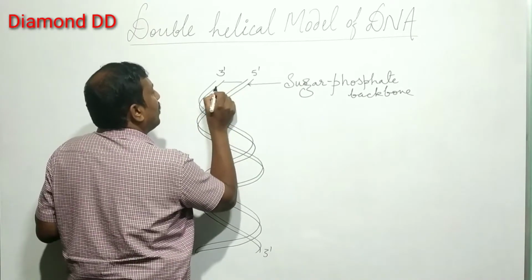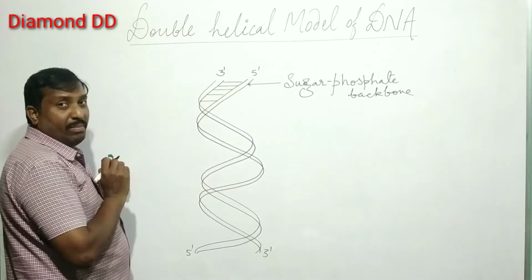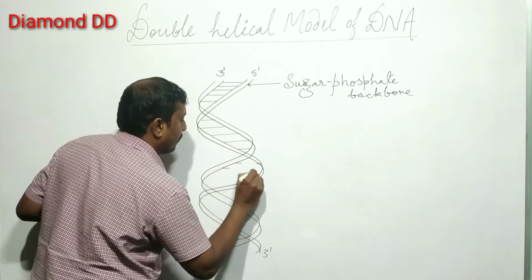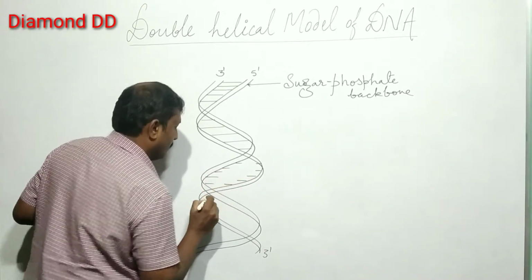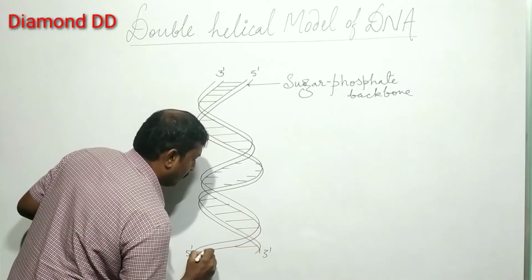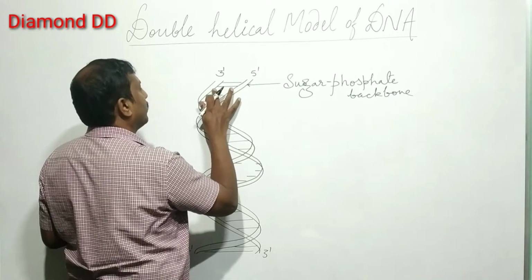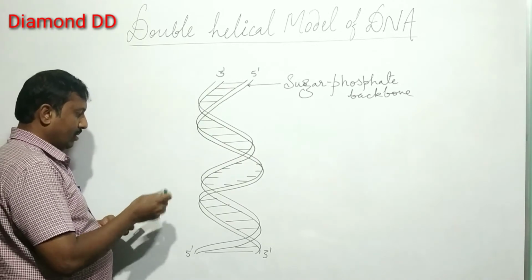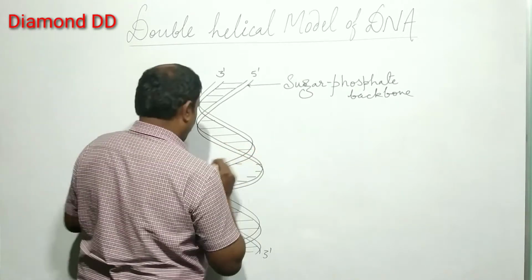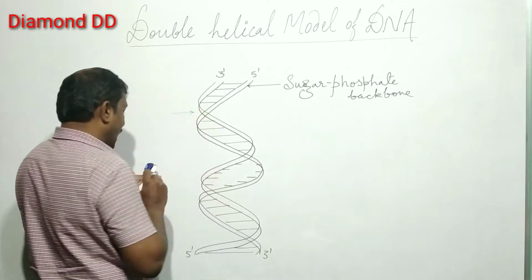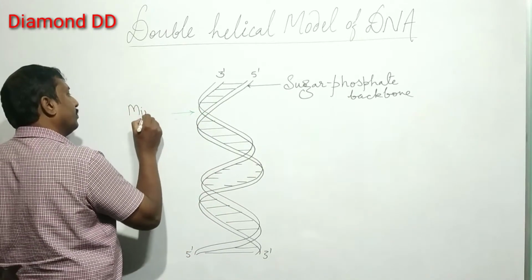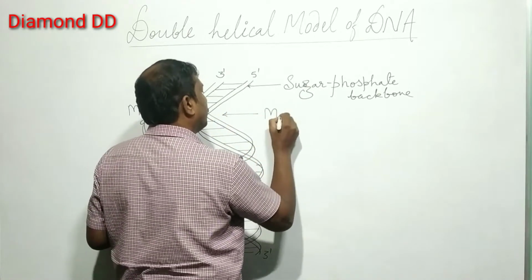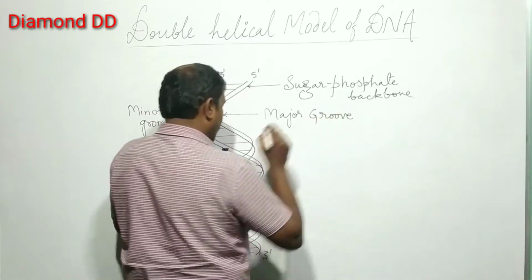Roughly, I will draw bonds that represent nitrogen bases. Like this. Now, here, this is considered as minor groove and opposite to that, this is called major groove.